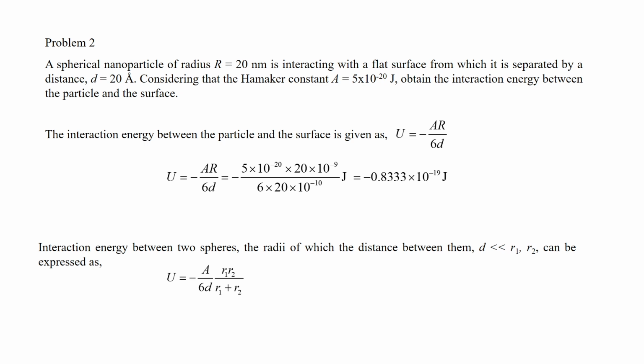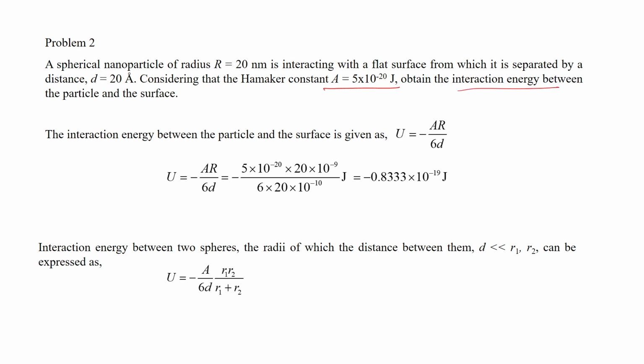I will stop today after solving this particular problem. Problem 2: a spherical nanoparticle of radius r, 20 nanometers, is interacting with a flat surface from which it is separated by a distance of 20 angstrom. Consider the Hamaker constant as this, which is the typical order of Hamaker constant. You can ask me what the magnitude of the Hamaker constant is; it will be of the order of 10 to the minus 20 joule for most cases, like 2, 5, 3. Obtain the interaction energy between the particle and the surface.